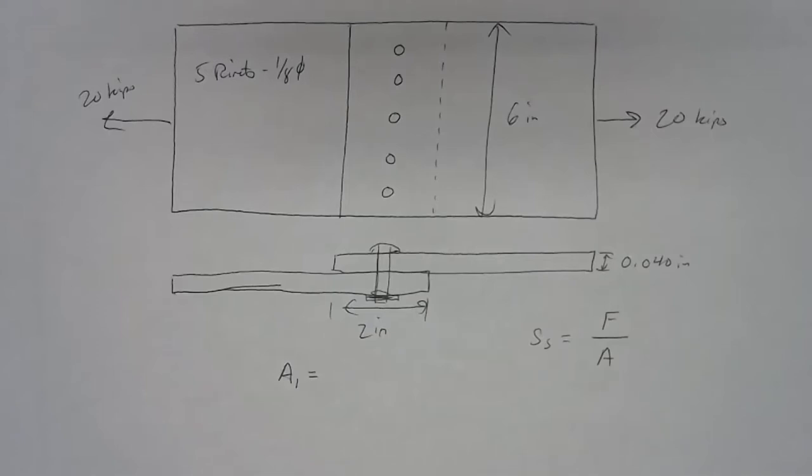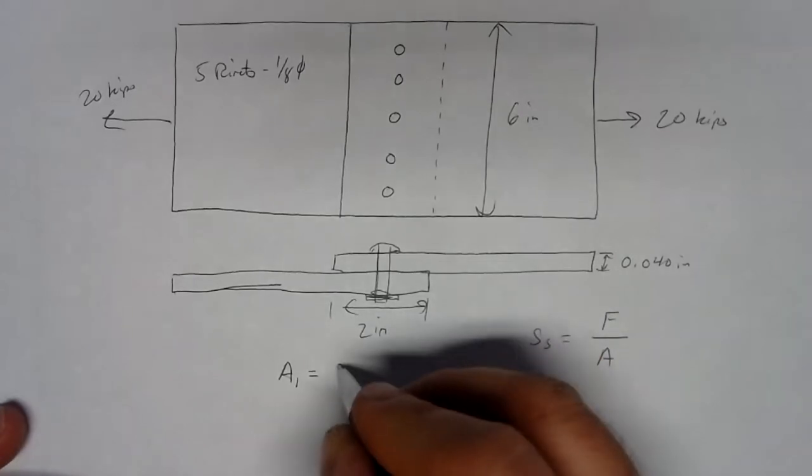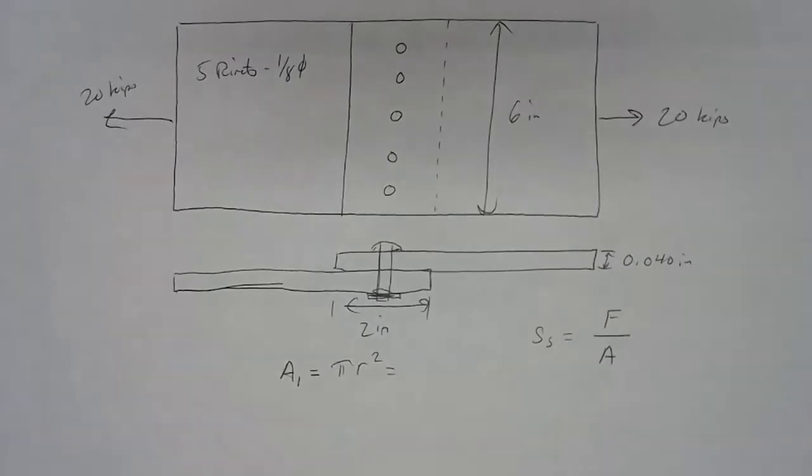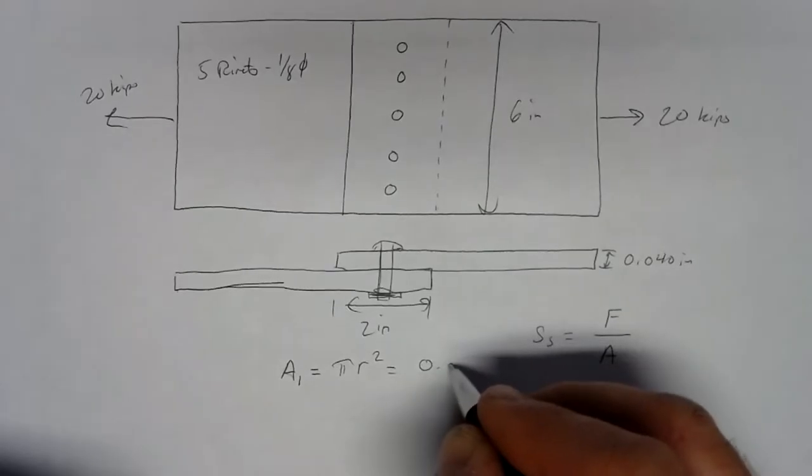So one rivet here, we've got a diameter of an 1/8 inch. And when this shears through, it's going to look circular, so it's the area of a circle. The area of a circle is pi r squared. If we plug in the numbers for an 1/8 inch diameter rivet, we've got pi, and the radius is 1/2 of an 1/8, so that'll be a 1/16. We can square that and multiply it by pi, and so we get a fairly small amount of area.